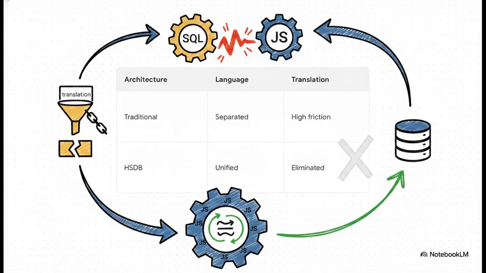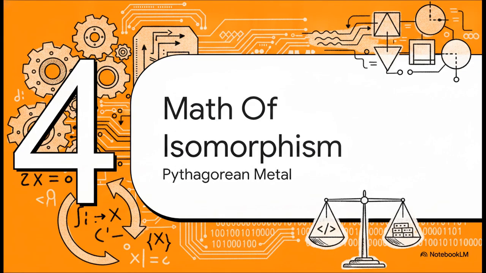Well, HSDB uses JavaScript as a single homogeneous language for both sides of the equation. Because the execution path and the data retrieval path become the exact same thing, that high-friction translation layer we see in traditional systems is eliminated entirely. Gone. You aren't translating between SQL and JavaScript anymore. You are just executing.